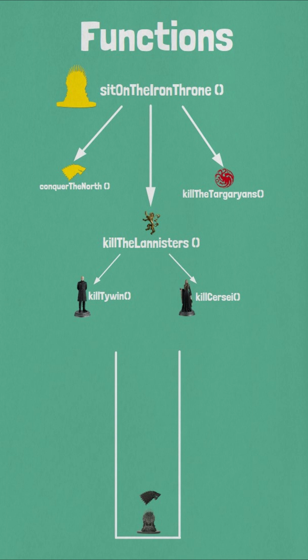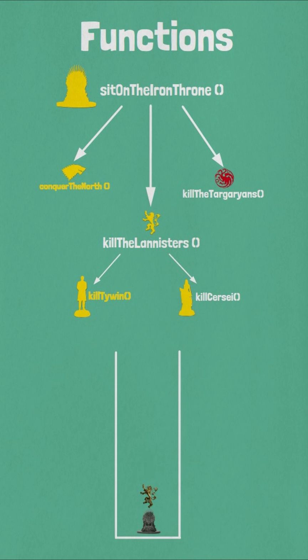So let's say we do whatever needs to be done to conquer the north. We can take that out of the stack once we're done, mark it as finished, and now we can go back to executing our main function. But our main function then calls the kill the Lannisters function, so we put that into the stack as well. Now the kill the Lannisters function itself calls the kill Tywin function, so we have to put that into the stack, execute it, then pop it off, and then do the same thing for the kill Cersei function. Put it into the stack, execute, then pop it off.